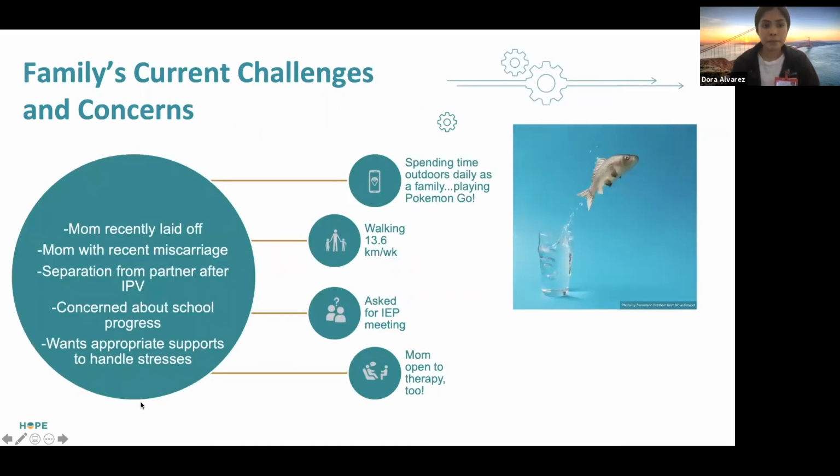So those are the current challenges and concerns. And when we dug a little deeper when talking with mom, she explained that with the increased time that she had, and how stressed she and the kids were with everything going on, she wanted to spend fun time with them. She thought this would help their stress. And the reason they were staring at their phone when we entered the room is because they were playing Pokemon Go as a family. They were walking over 13 kilometers a week, actually.